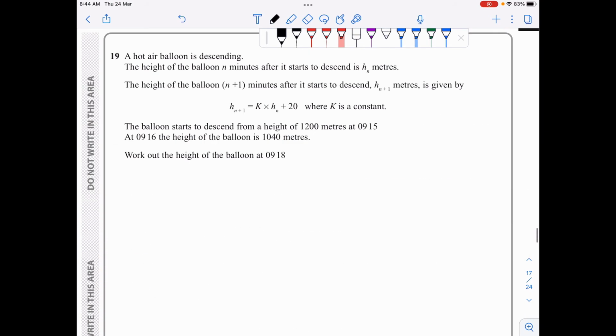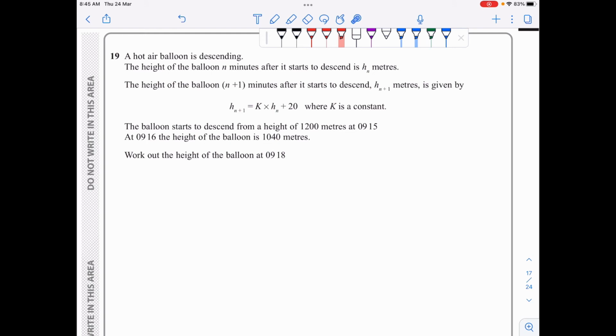It's a hot air balloon that's descending. The height of the balloon n minutes after the start of the descent is given by h subscript n meters. The height of the balloon n plus 1 minutes after it starts to descend, h n plus 1 meters, is given by this relationship here, with k being a constant. So the balloon starts to descend from a height of 1200 meters at 9:15. And at 9:16, the height of the balloon is 1040 meters. We need to work out the height of the balloon at 9:18.